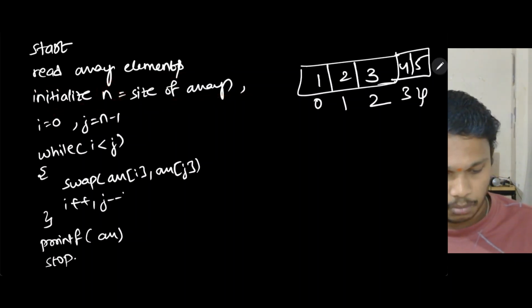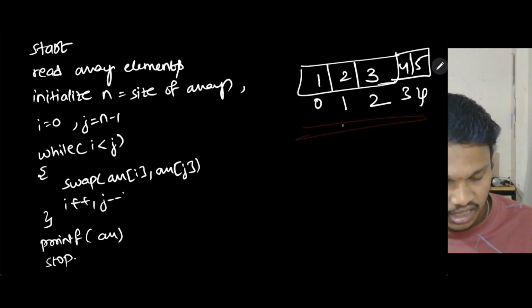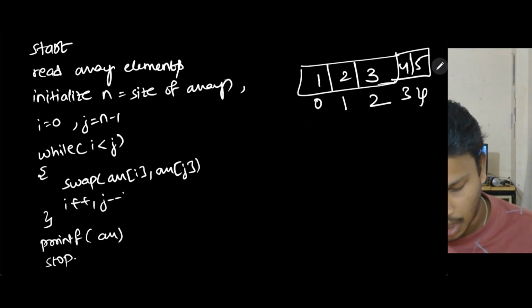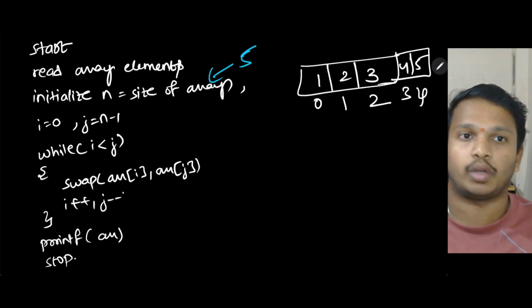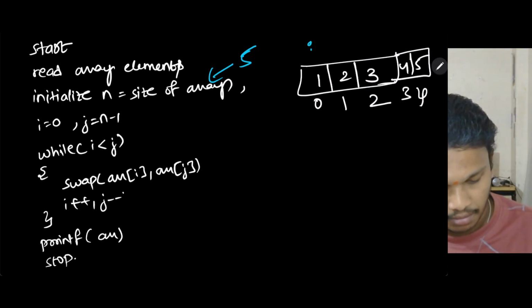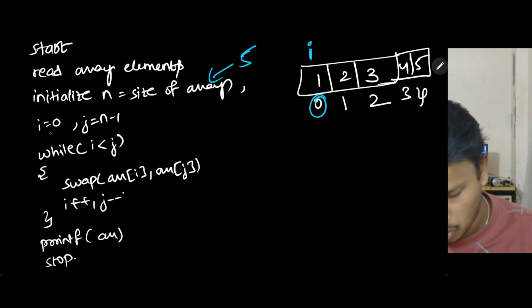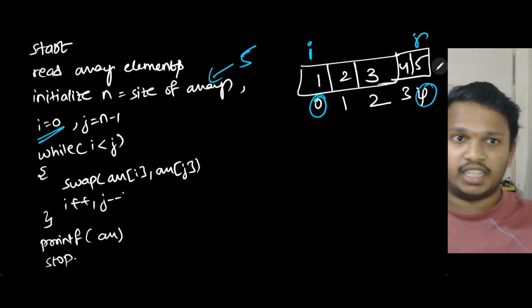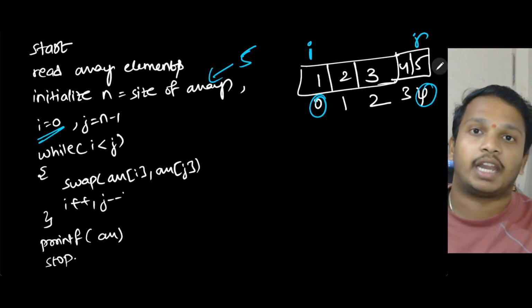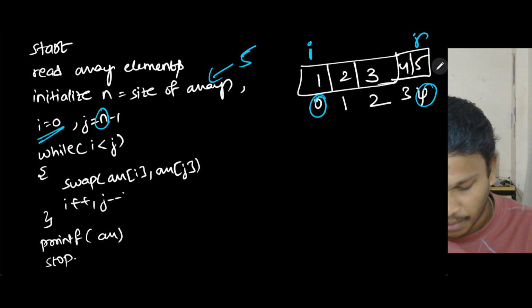For example, consider this example where there are 5 elements. Then what is the n value? The size, the n value, is 5. Now indices are from 0 to n minus 1, basically in computers. Now, what is the starting value? Every time i value is the starting element, so i is 0. What is the j value? j value is 4. If it is 10 elements, then j value is 9. How to find that? Size of the array minus 1. So n value is 5, 5 minus 1, 4. So we got j value as 4.